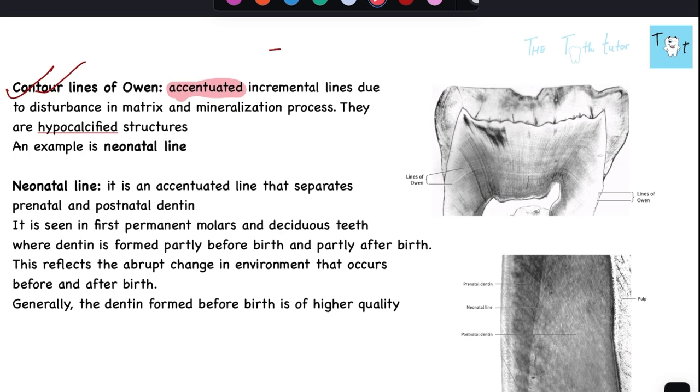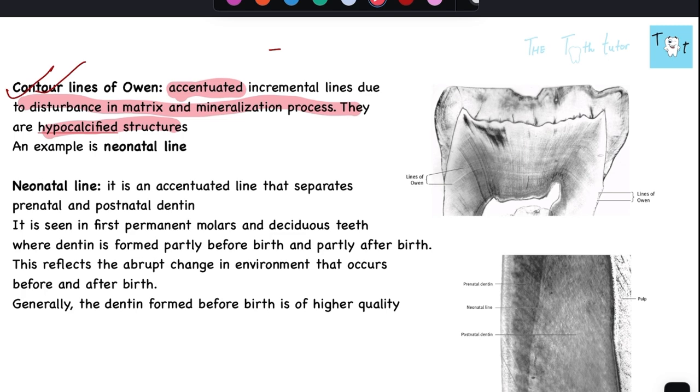Now, why does it happen? It is due to disturbance in the matrix and mineralization process. So when any irregularity happens, then you can see these lines. These are hypocalcified structures, so they are not highly mineralized.